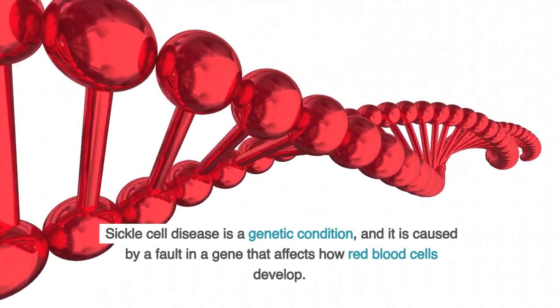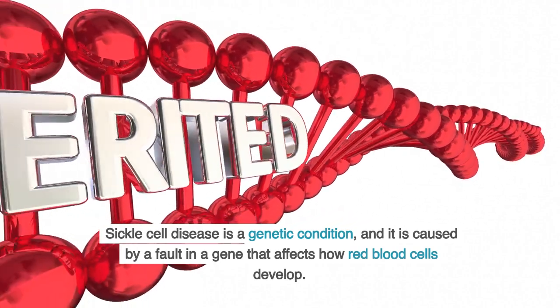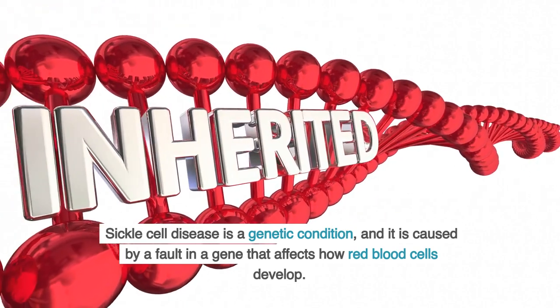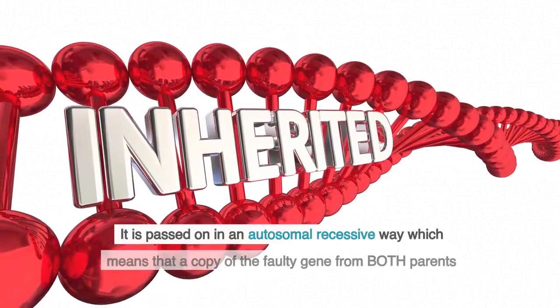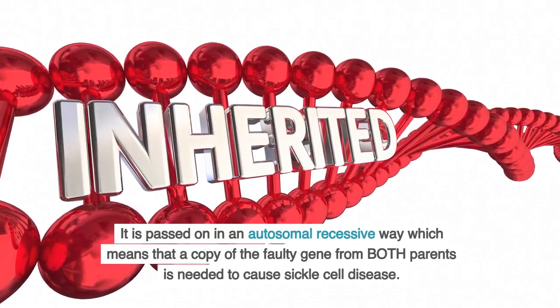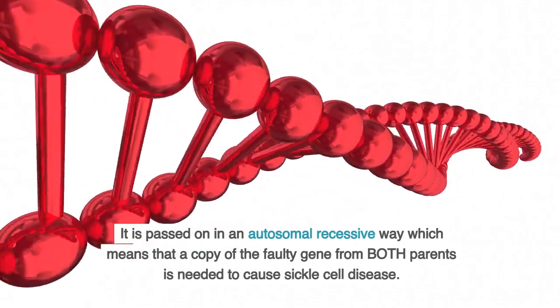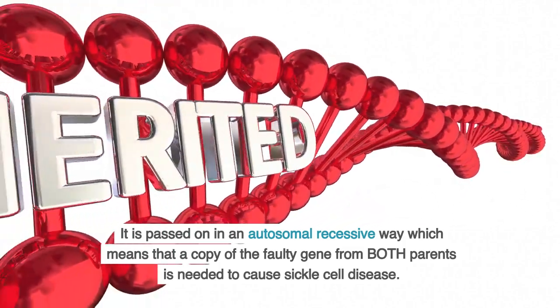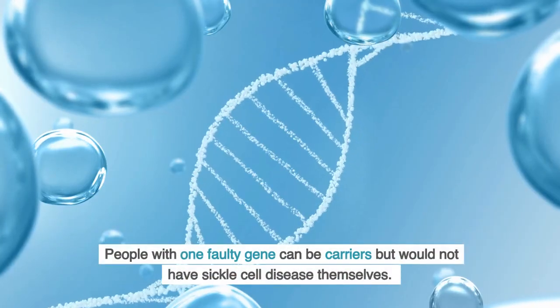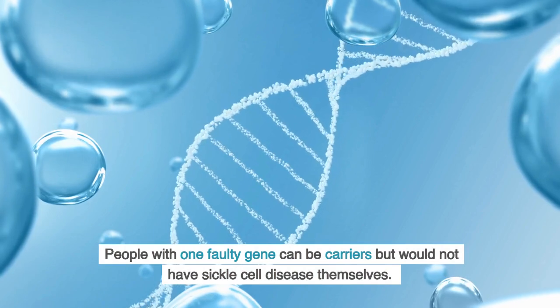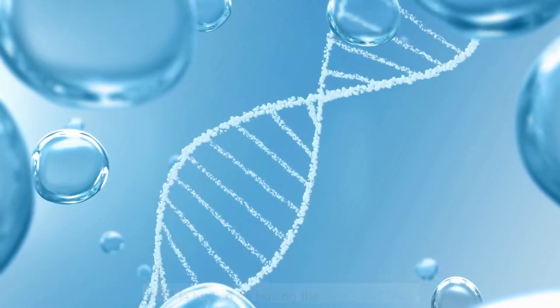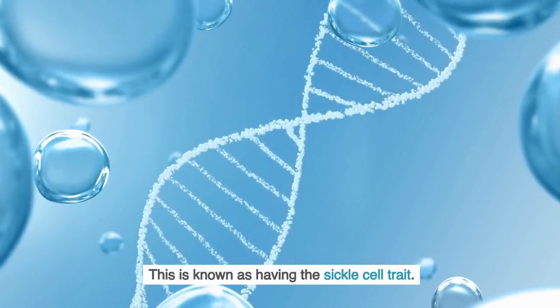Sickle cell disease is a genetic condition, and it is caused by a fault in a gene that affects how red blood cells develop. It is passed on in an autosomal recessive way, which means that a copy of the faulty gene from both parents is needed to cause sickle cell disease. People with one faulty gene can be carriers but would not have sickle cell disease themselves. This is known as having the sickle cell trait.